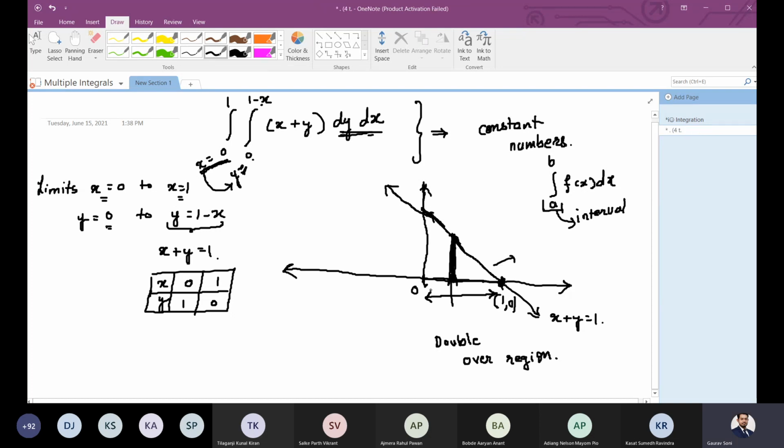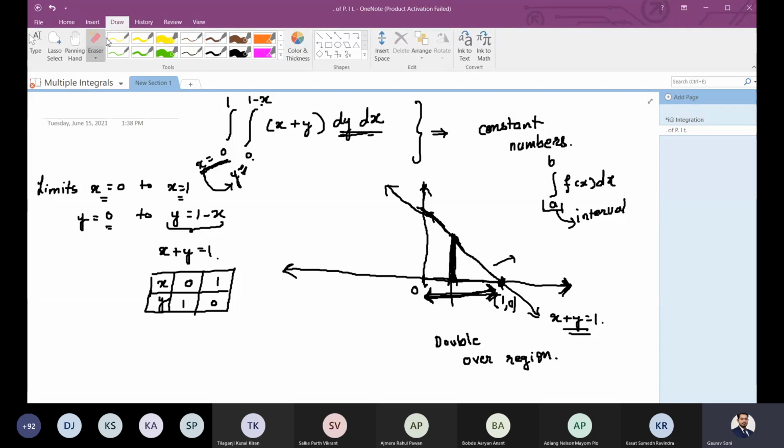Whenever you draw a vertical strip, your x becomes constant, so you can give the value of x. You will move this strip horizontally from the point x equal to 0 to x equal to 1. And how much length are you going to give to this strip? The length will be from the line y equal to 0 to this line. On this line, the value of y is 1 minus x. So this is how you actually give the limits. The similar thing can be done horizontally.